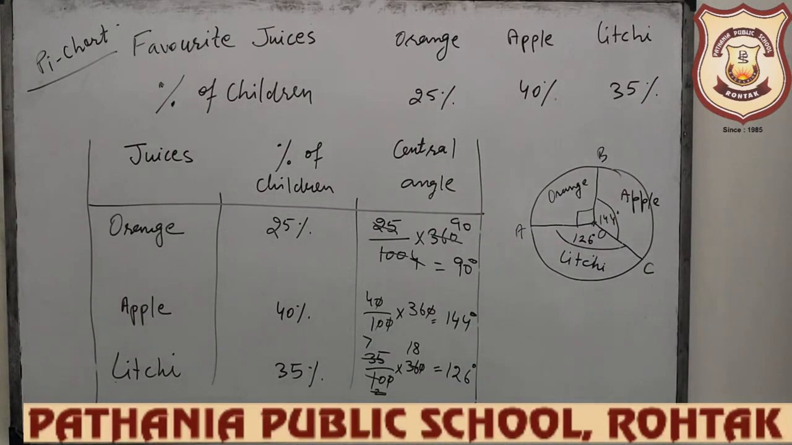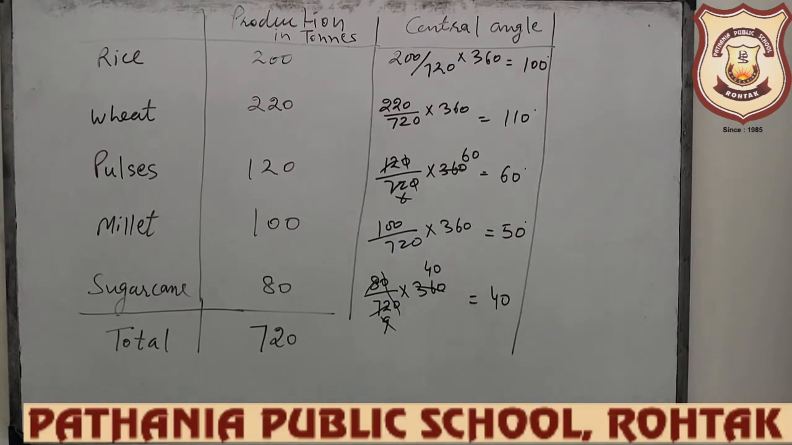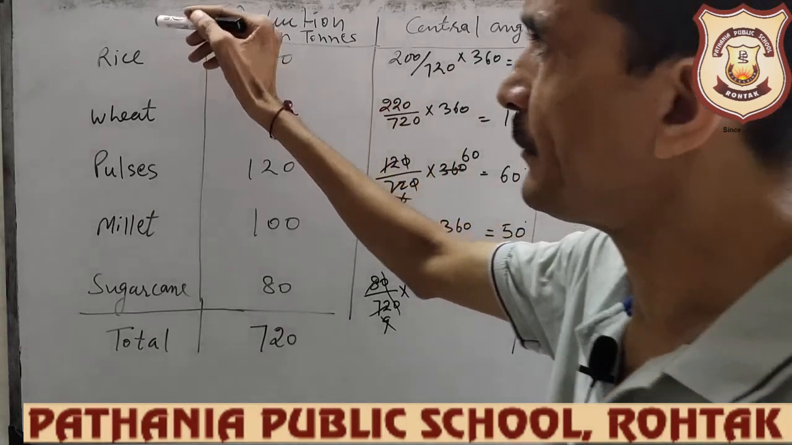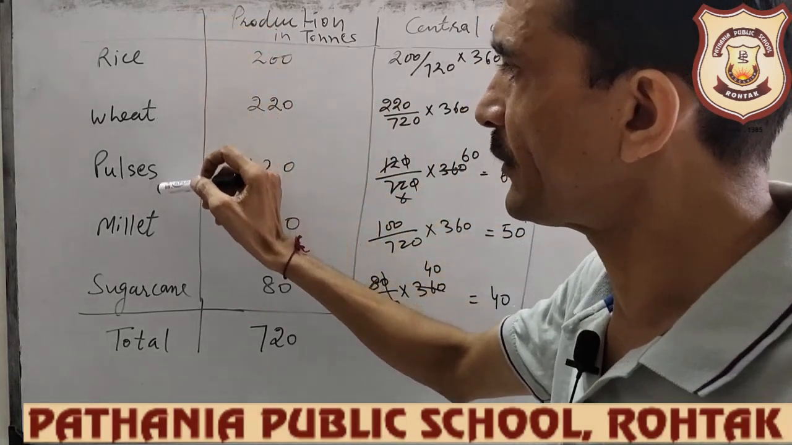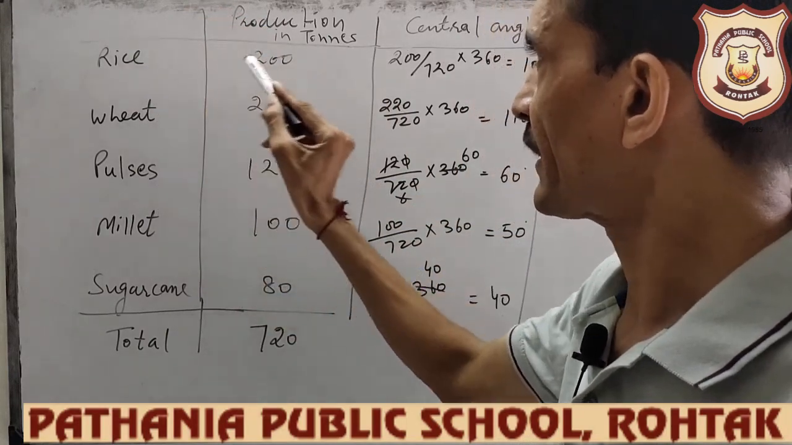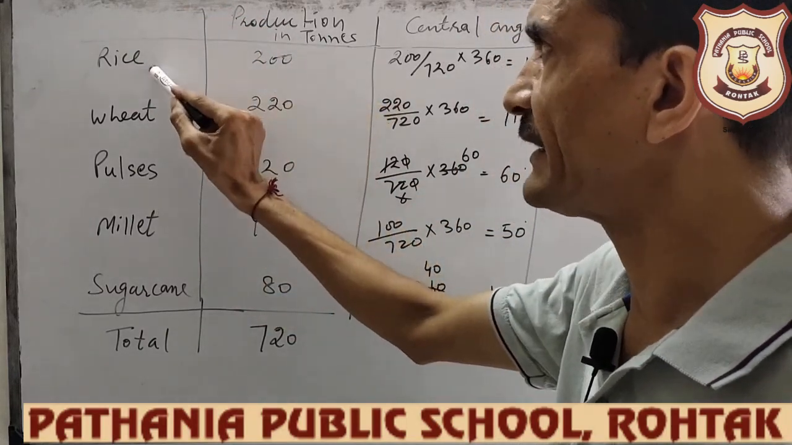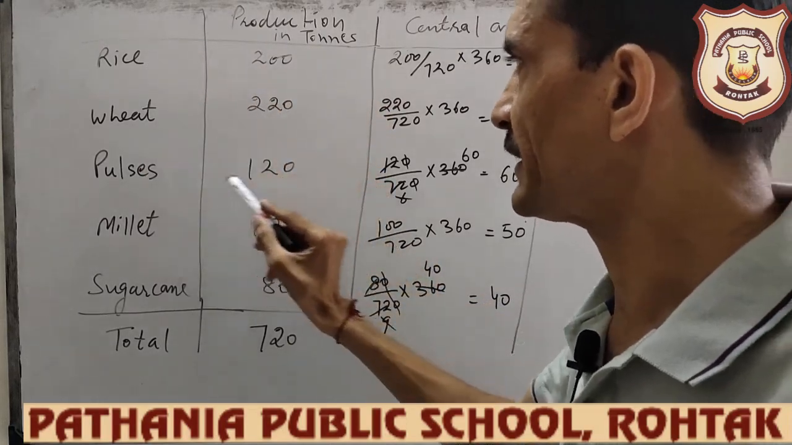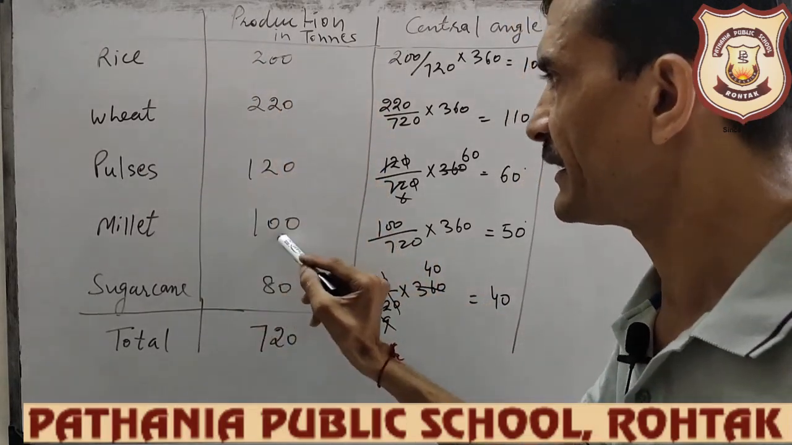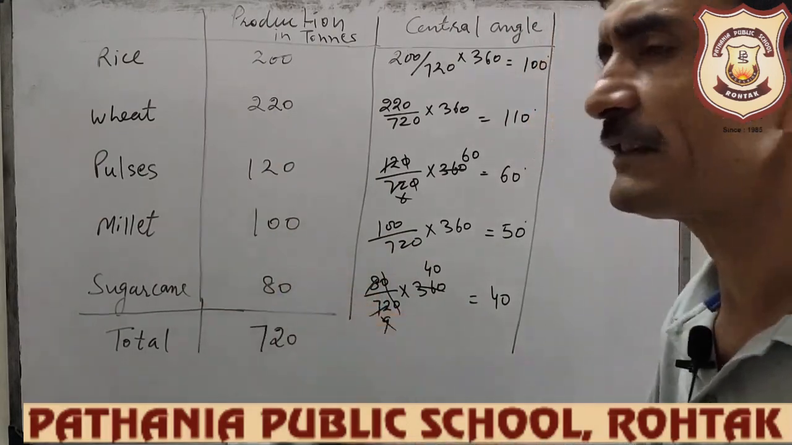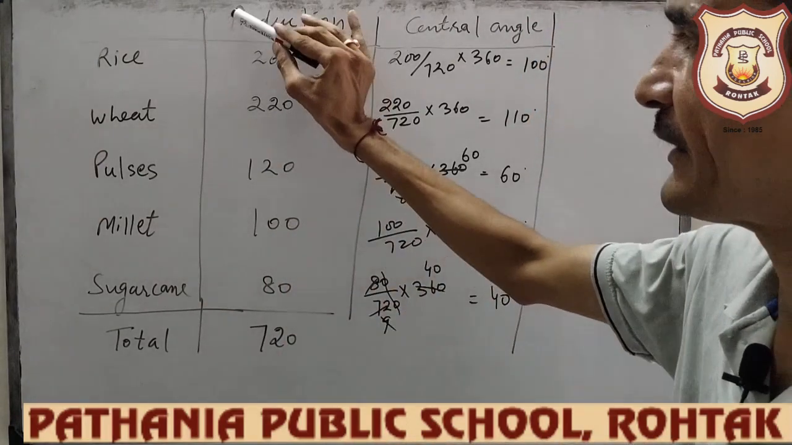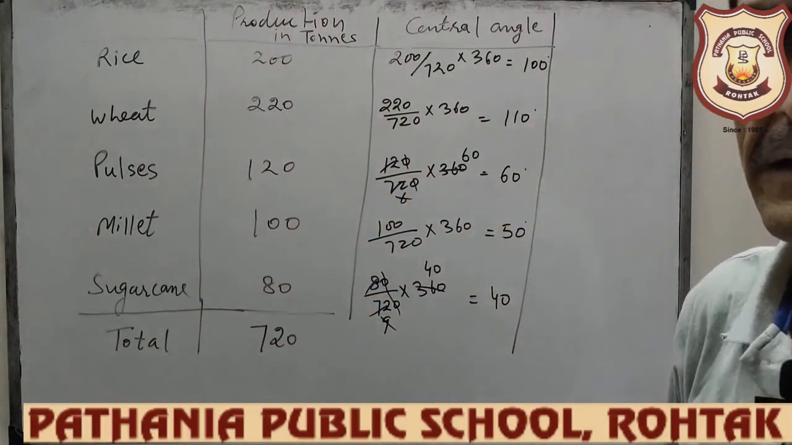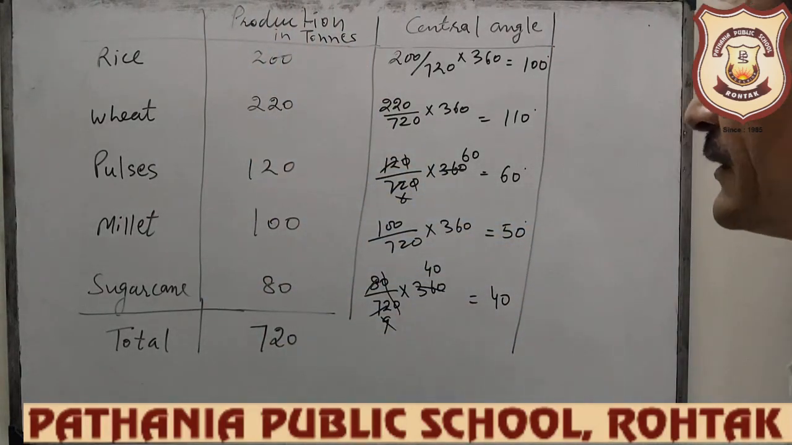Let us discuss one more example. Yes students, now we will take the next example. In this example, some production of some types of commodity is given. Production in tons. Rice is produced in 200 tons. Wheat is 220 tons. Pulses is 120 tons. This one is 100 tons and this one is 80 tons. Now represent this data by using a pie chart.